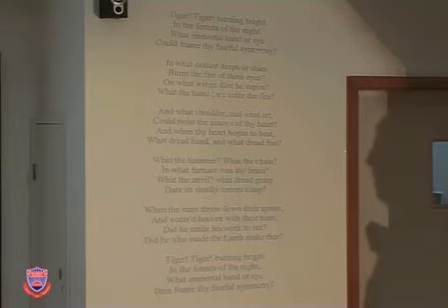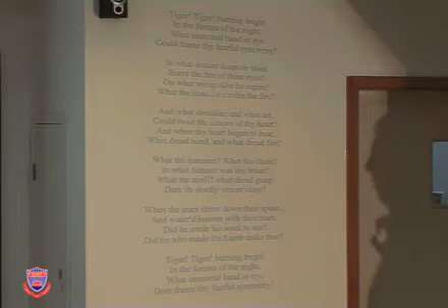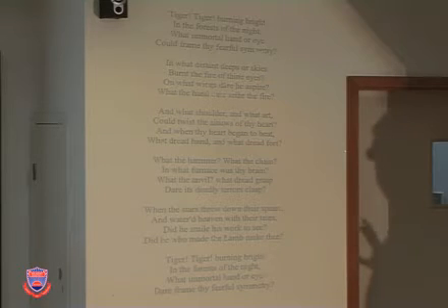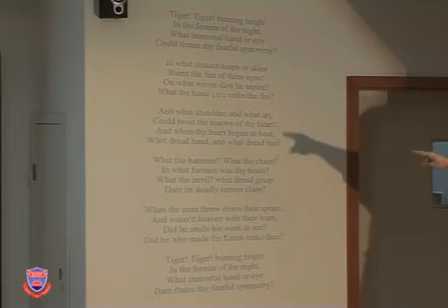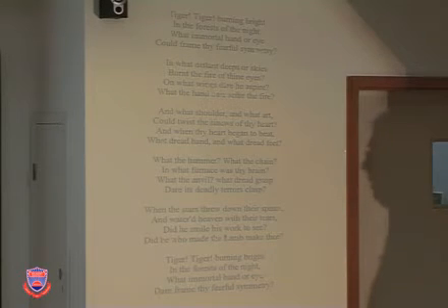What's happening to the heart here? Could twist the sinews of thy heart. And when thy heart began to beat. Is it saying here about the tiger or about the tiger's heart? The sinews, we said, are the kind of muscles inside and so on. But what is happening to the tiger and the tiger's heart in that little section there? Any ideas?